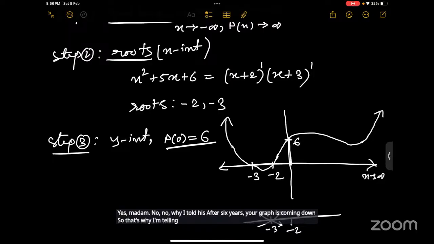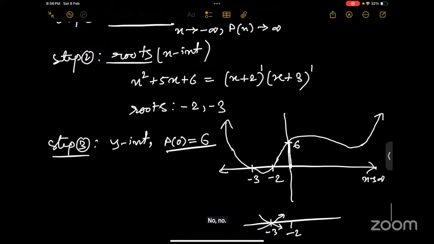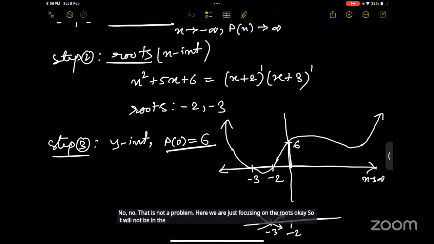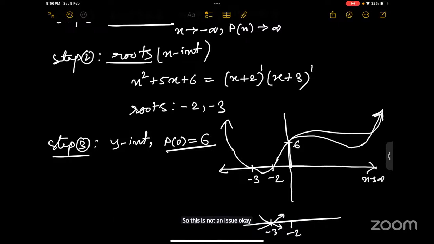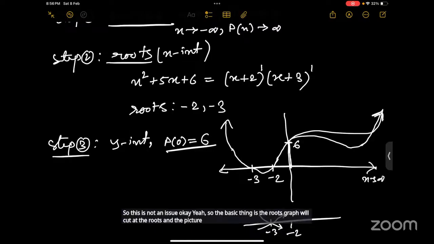No, that is not a problem. Here we are just focusing on the roots. It may be in the downward direction, so it can be like that. This is not an issue. Okay, madam. So the basic thing is the roots, the graph will cut at the roots, and the picture near the roots, and both the ends are going towards the upward direction, like that.